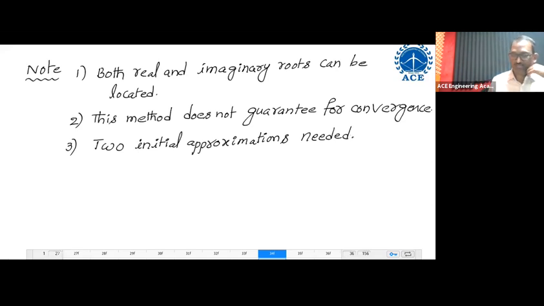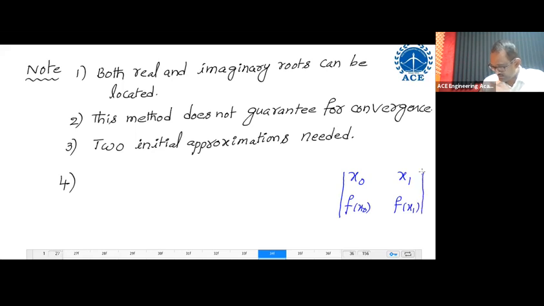Problems. No need to remember any formula; I will let you know. Look here. Suppose x0 and x1 are the initial approximations. Here you write x0, here you write x1, and here f of x0, here f of x1. Treat it as a 2 by 2 matrix and find the determinant of this 2 by 2 matrix: these two products minus these two products, divided by this minus this.